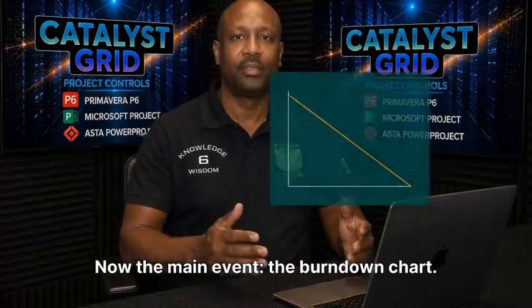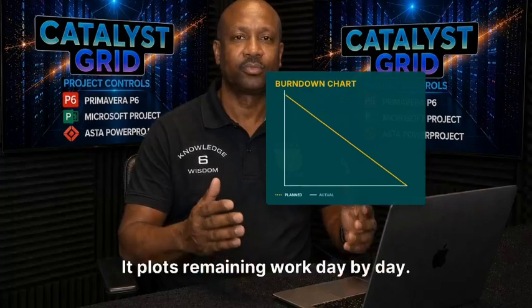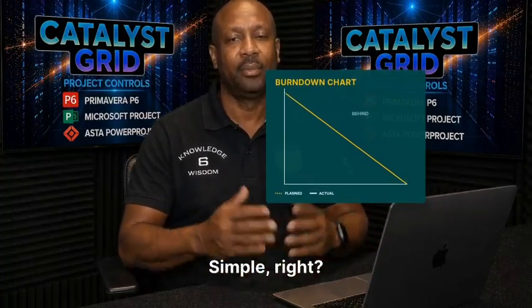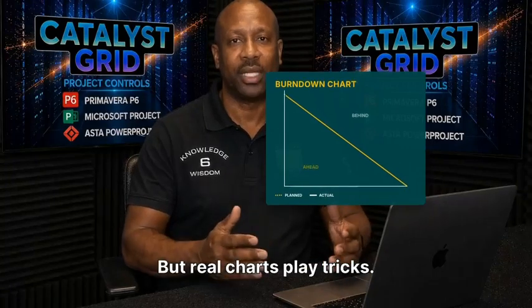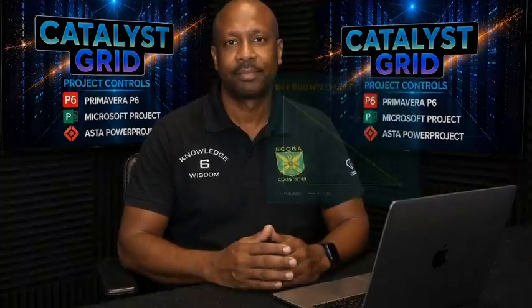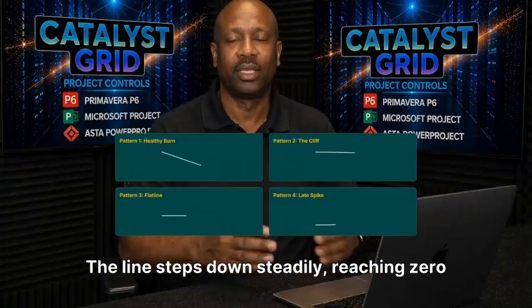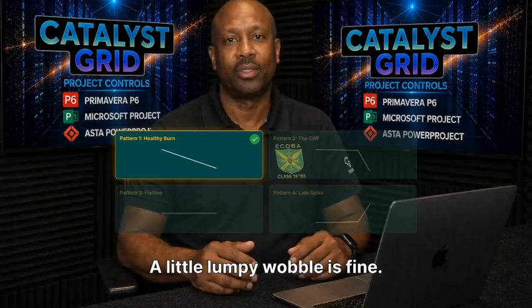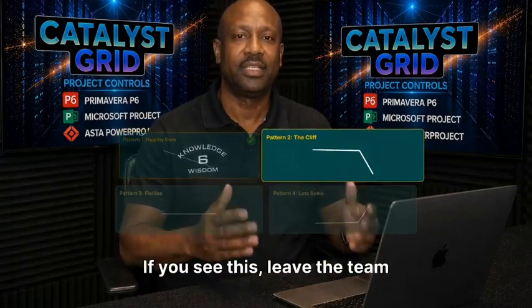Now the main event, the burndown chart. It plots remaining work day by day. Ideal slope versus reality. Simple, right? But real charts play tricks. Here are the 4 patterns. Pattern 1. The healthy burn. The line steps down steadily, reaching 0 on the final day. A little lumpy wobble is fine. If you see this, leave the team alone.